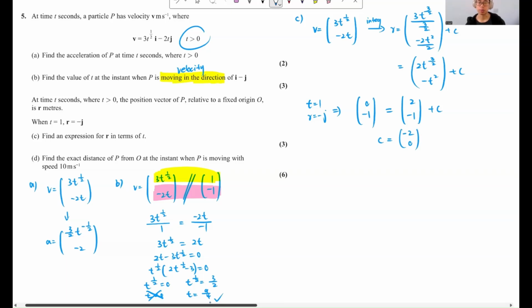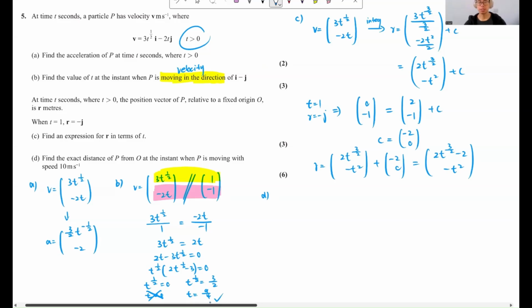So therefore, the displacement vector r is equal to 2t to the power 3 over 2 negative t squared plus c, which is negative 2, 0. So put them together. You can write as 2t to the power 3 over 2 minus 2, and then negative t squared. And then for part D, find the exact distance of P from O at the instant when P is moving with speed 10 meters per second.